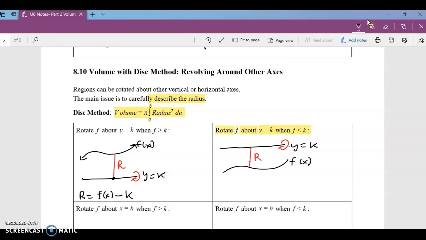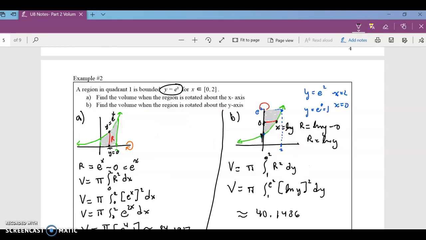So let's describe r. r is equal to the top value, which is a constant. The top value is always k, so y on the top is just k, and minus, to get that length, we subtract that bottom value. That bottom value is represented by the function f of x. And so that is my radius. So we're just practicing getting that radius.